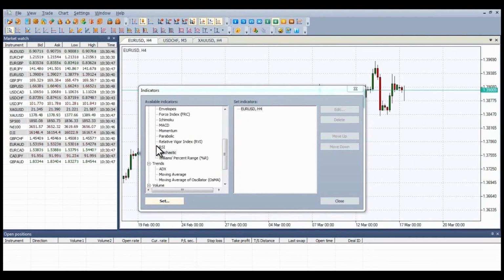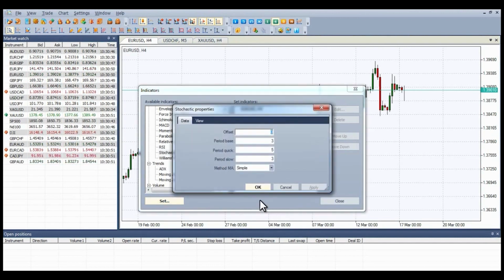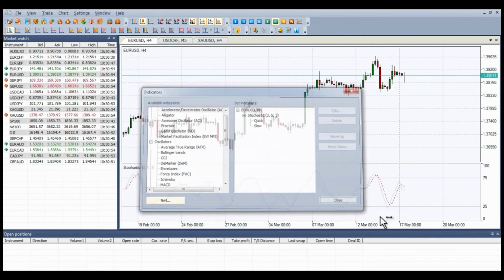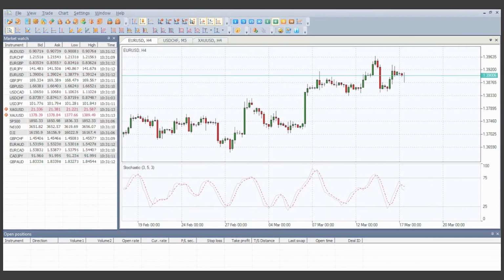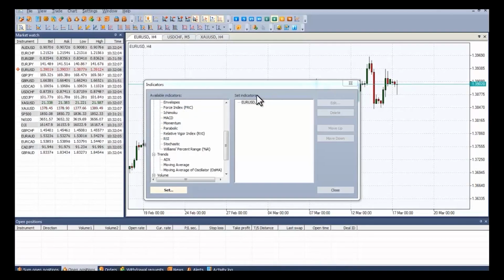Next on our list following the RSI is the stochastic indicator. Select it, click Set, OK, and here it is. The stochastic is an indicator introduced by George Lane to identify price trend direction and possible reversal points by determining the place of the current close price in the most recent price range. As in a sustainable uptrend, close prices tend to be on the higher end of the range and the lower end in a downtrend.